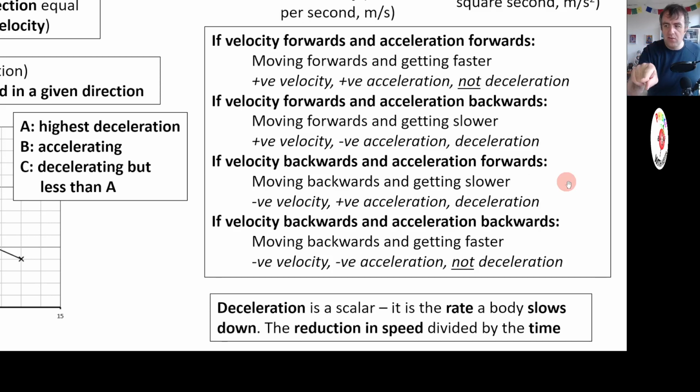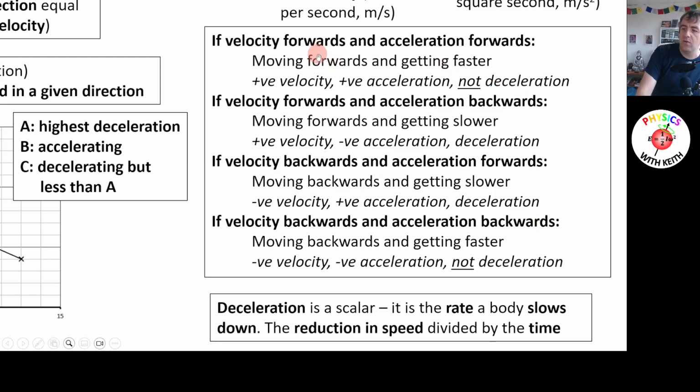Velocity forwards, so we're moving forwards and we're accelerating forwards. Velocity forwards, so we're moving forwards but we're accelerating backwards. Velocity backwards, so we're moving backwards but we're accelerating forwards. And velocity backwards, so we're moving backwards and we're accelerating backwards. Now, if we are moving forwards and we are accelerating forwards, then we're going to get faster. So we have a positive velocity. We have a positive acceleration. We've decided forwards is positive, backwards is negative. So that's not deceleration. Our speed is increasing.